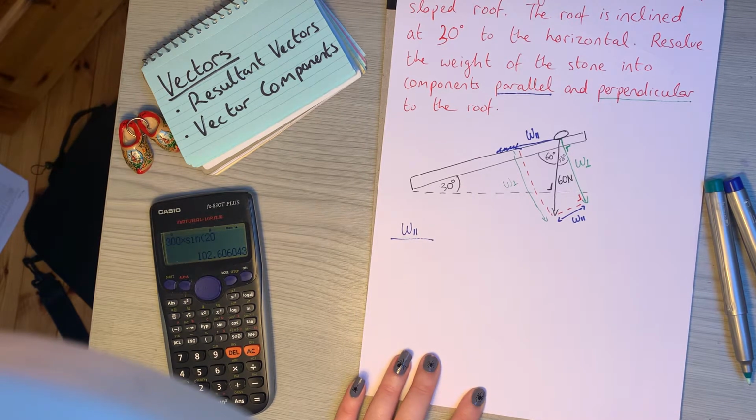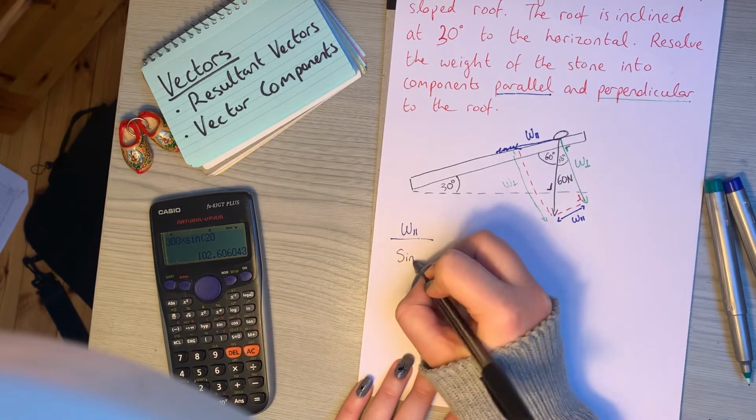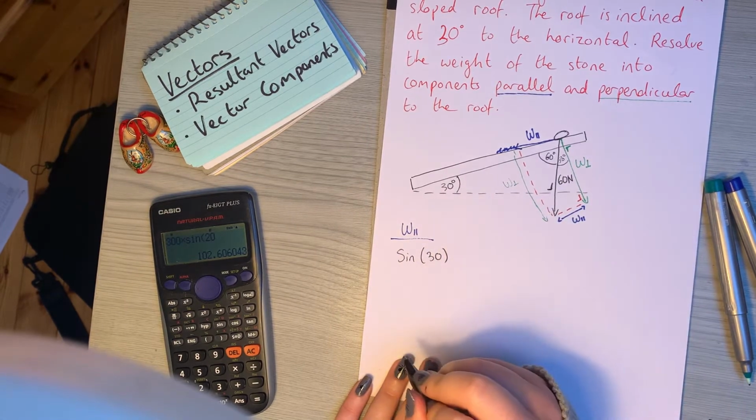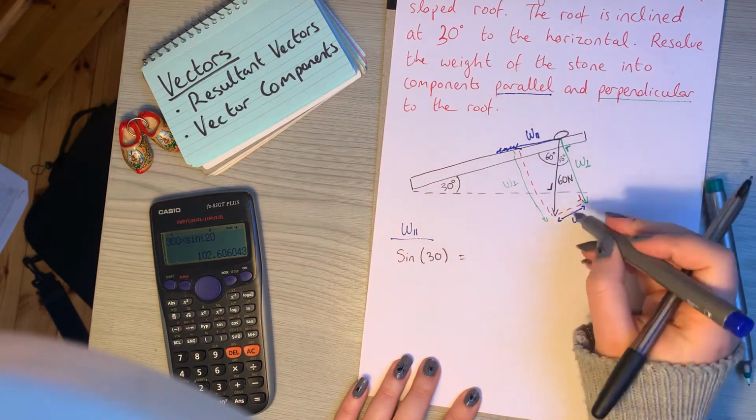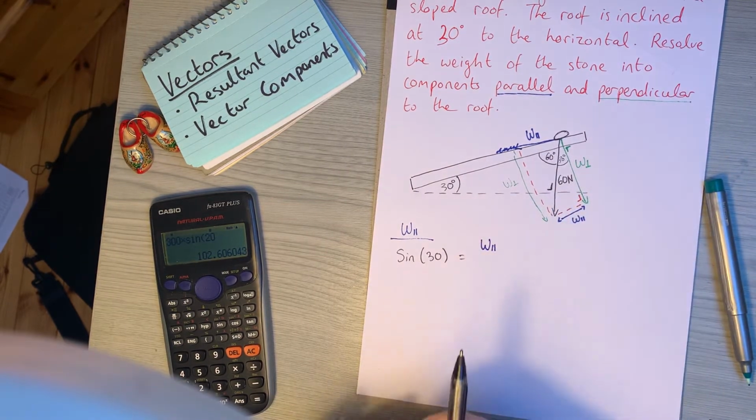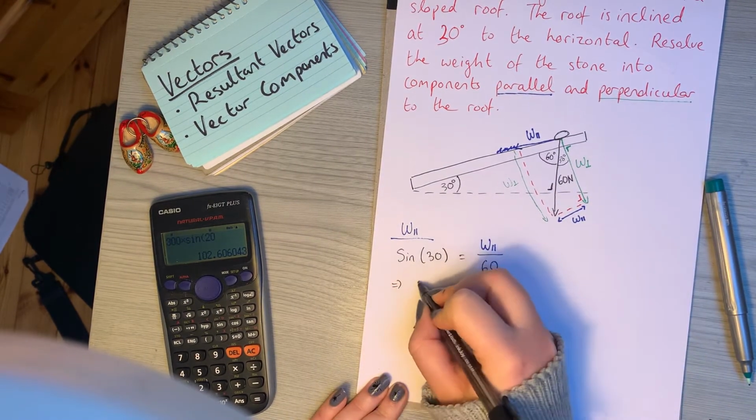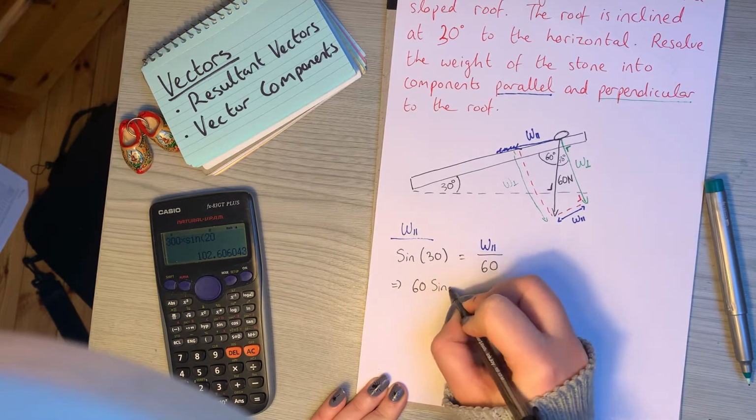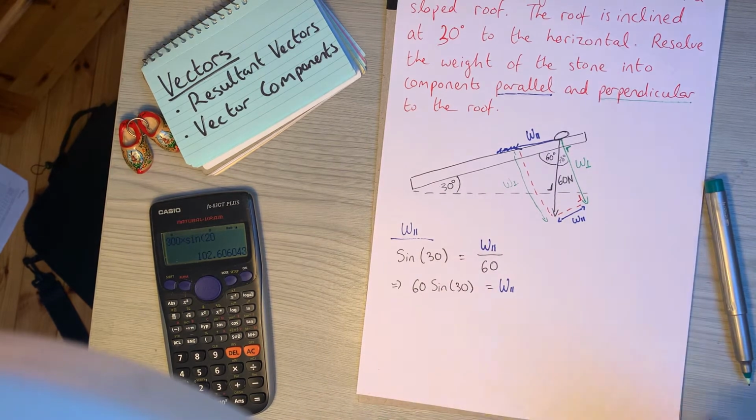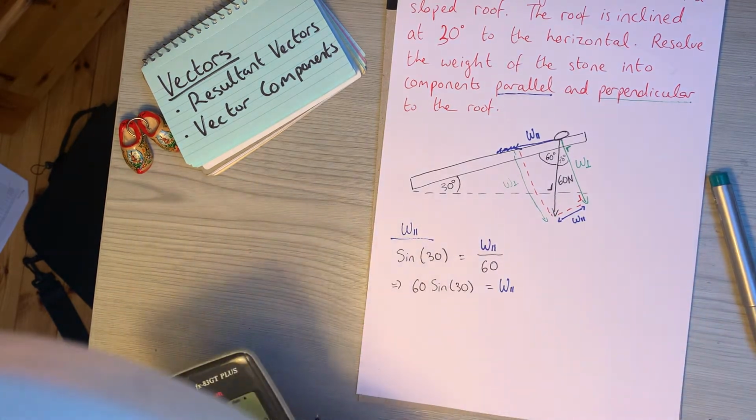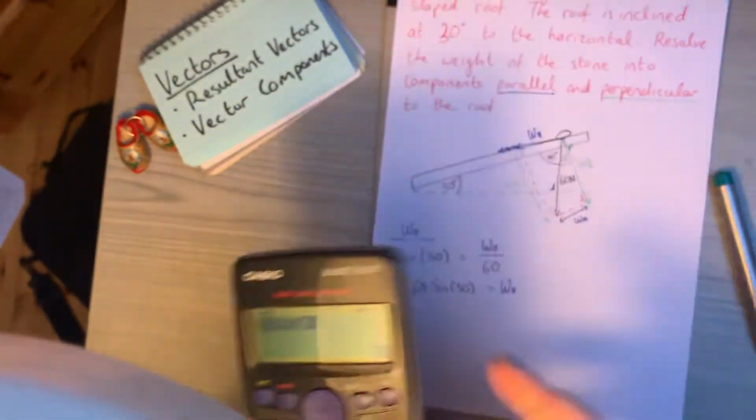And we'll say, so we know that sine of 30 degrees is equal to the opposite side, which is our parallel component, over the hypotenuse, which is 60. So that means that 60 times sine of 30 is equal to our parallel component of our weight. And 60 times sine 30 is 30 newtons.